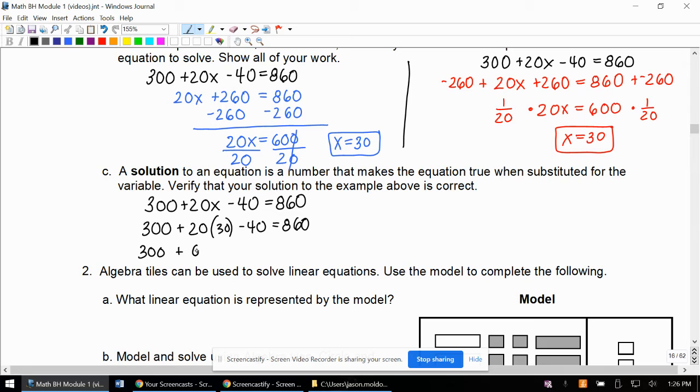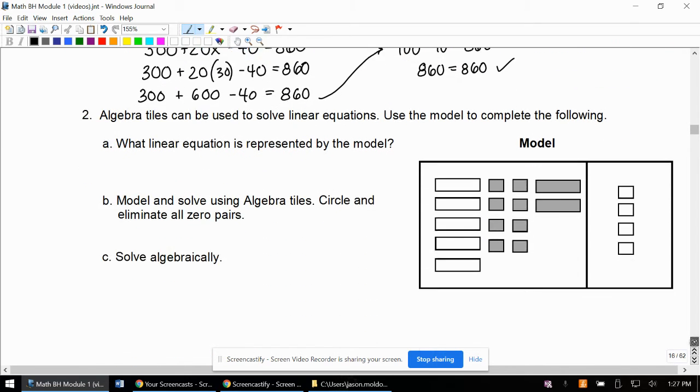We're like a human calculator in that we are not going to do something to both sides of this equation. We're just simplifying each side on its own. Just like PEMDAS, 300 plus 600 is 900. And 860 is 860. So that is true, or I just put a check there. 860 isn't the answer, 30 is, but it did verify or check out.